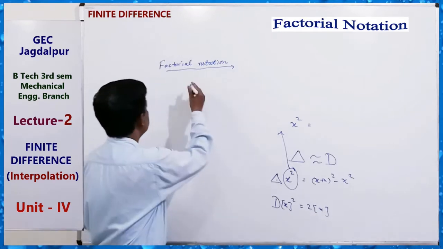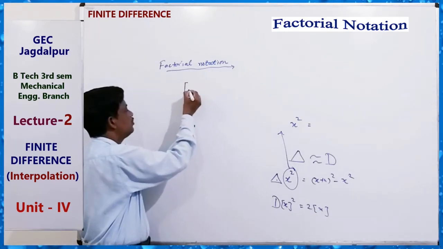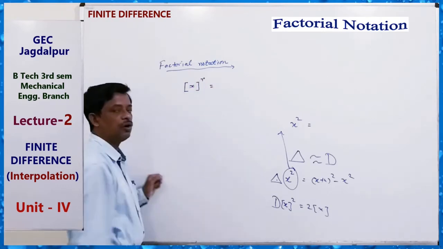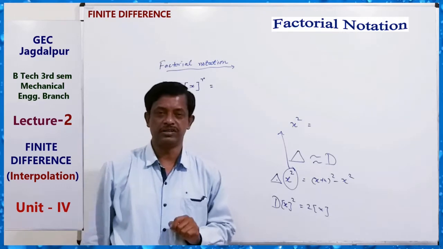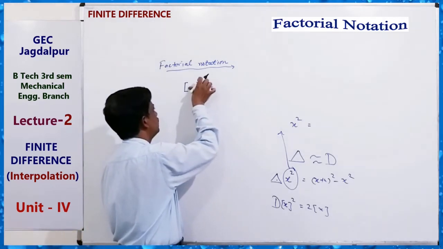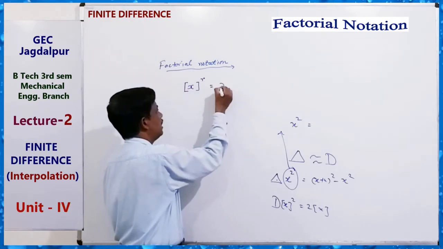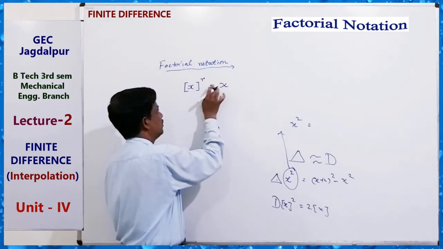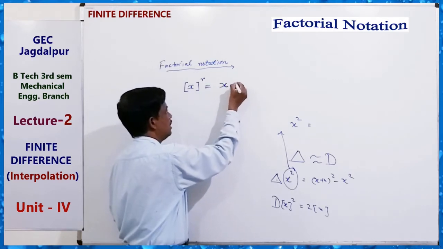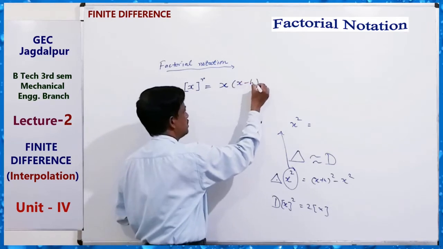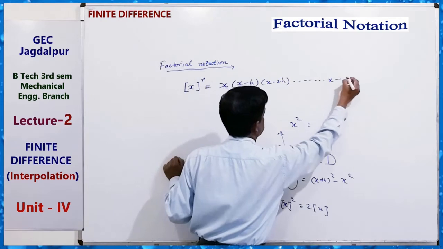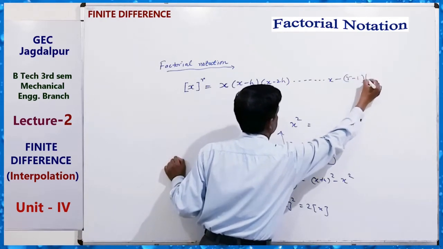Now note down, factorial notation is denoted by this product of r quantities. R factorial means just start from x. First x, then x minus h, then x minus 2h, then up to x minus r minus 1 times h.